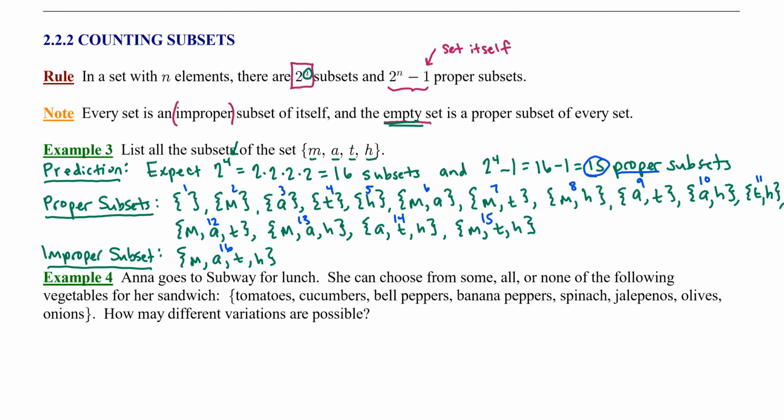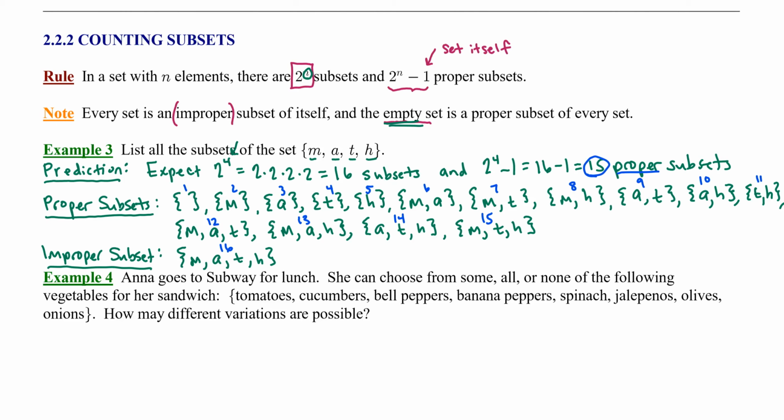Let's move on to example 4. Anna goes to Subway for lunch. She can choose from all, some, or none of the following vegetables for her sandwich: tomatoes, cucumbers, bell peppers, banana peppers, spinach, jalapenos, olives, and onions. You know, you've been into Subway. You know how many choices they have, right? How many different variations are possible?